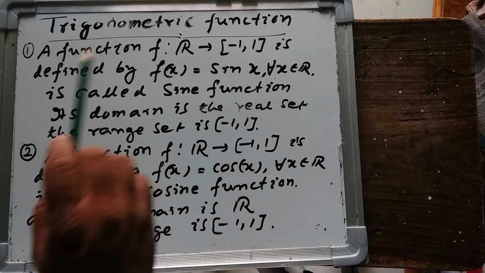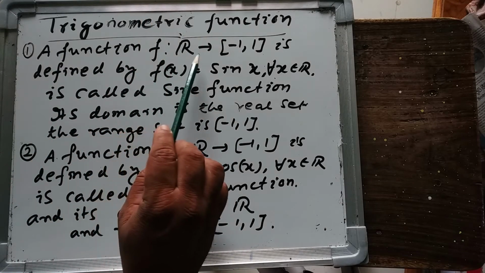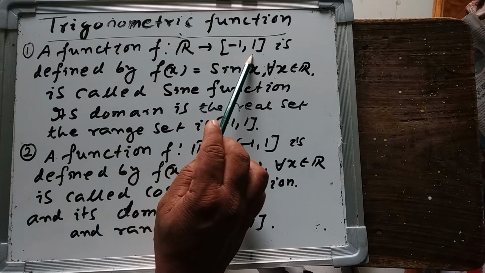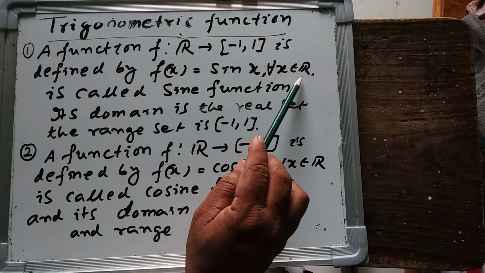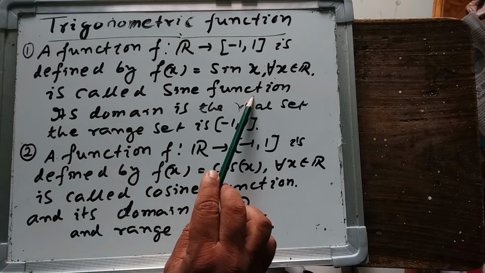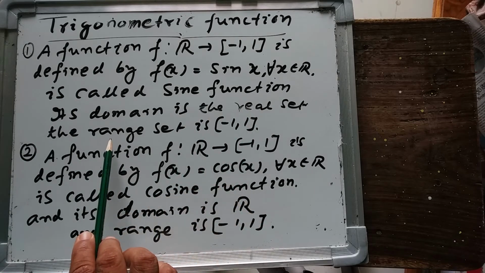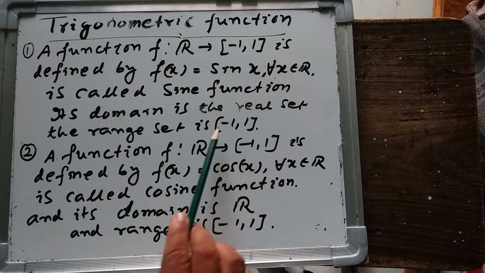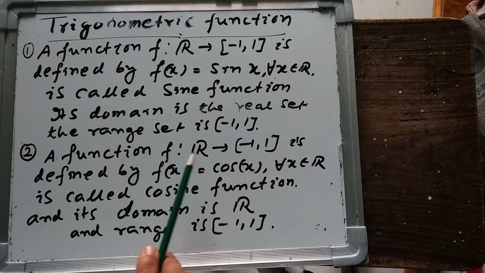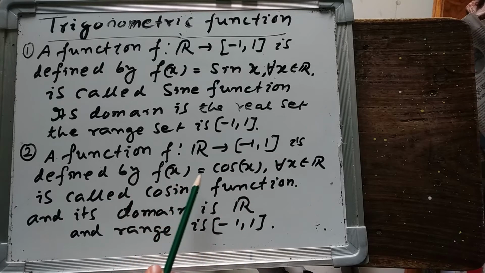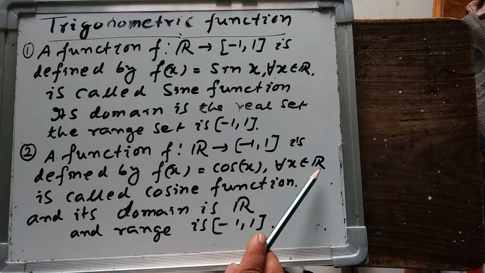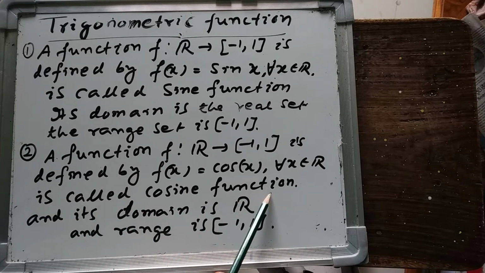Come to the trigonometric function. A function f from the real set to the closed interval -1 to +1 is defined by f of x equal to sin x for all x in the real set R, and is called the sine function. Its domain is the real set. The range set is -1 to +1, the closed interval. A function f from the real set to the closed interval -1 to +1 is defined by f of x equal to cos x for all x in the set R, and is called the cosine function. Its domain is the real set and its range is -1 to +1, the closed interval.